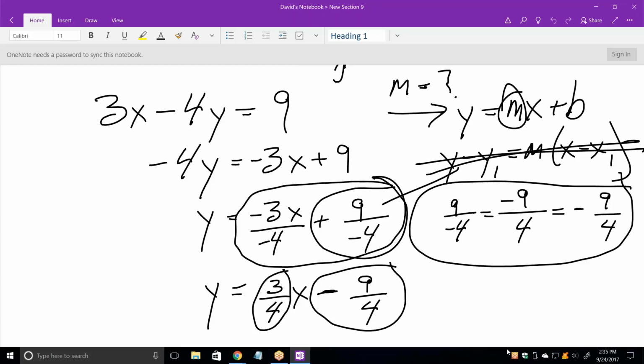My computer's about to die. I've got to go get my charger. It's at 2%. I'll be right back.